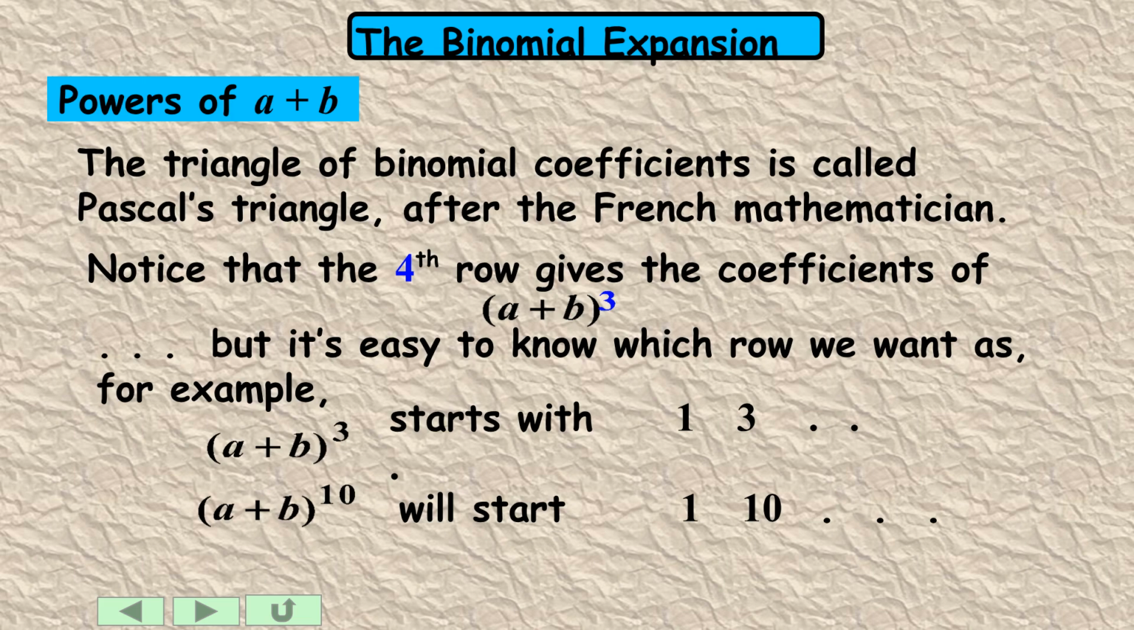Note that the nth row gives the coefficients of a plus b to the power of n minus 1. However, it's easy to know which row we want, as the second coefficient always matches the power. For example, 1, 3 for the third power, and 1, 10 for the 10th power.